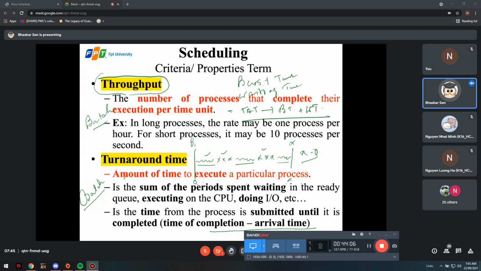Because later we have to do these calculations, please remember this factor. The turnaround time literally means the process burst time plus the waiting time. It is the amount of time to execute a particular process.